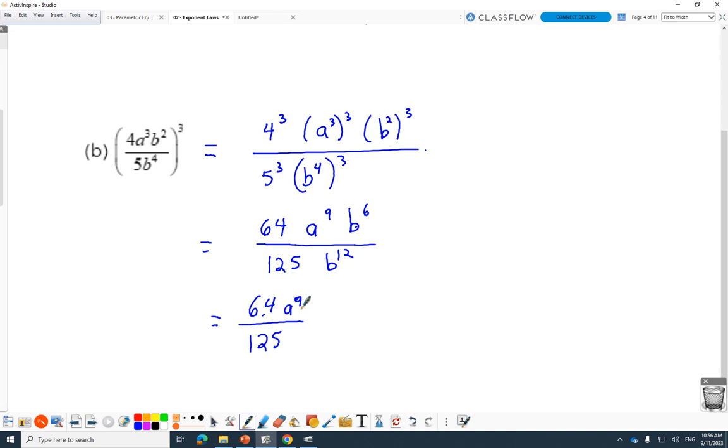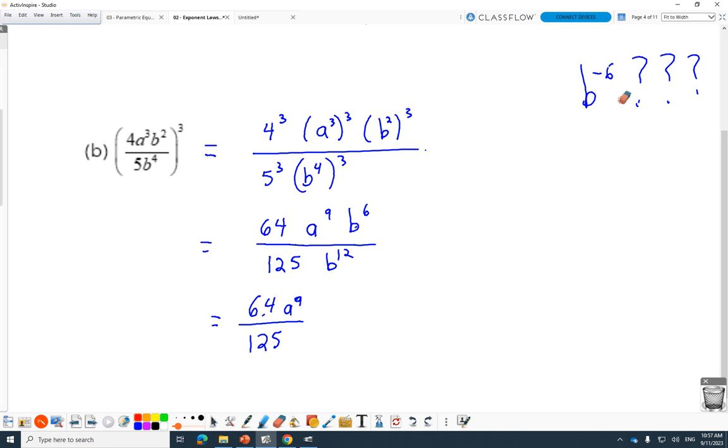Subtract the exponents. What's the problem? 6 minus 12. Negative exponents? Negative 6? What am I supposed to do with negative 6? I'm going to write that up here and go b to the negative 6. What am I supposed to do with that? You might want to write this down separately. What do I do with negative exponents?